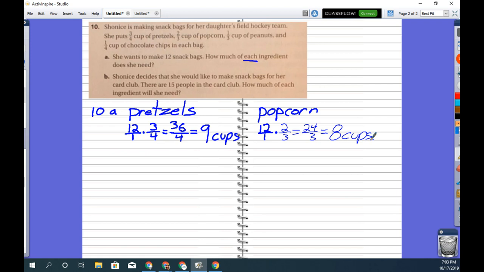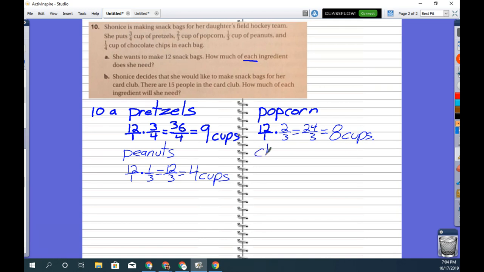2 more to go. Peanuts. We've got 1/3 cup of peanuts. So we're going to multiply that times 12 over 1, 1/3. This is going to equal 12 over 3. This equals 4 cups of peanuts. And then finally, chocolate chips.